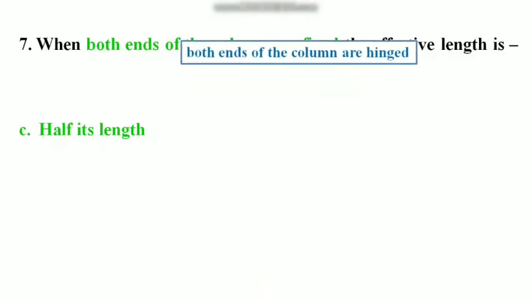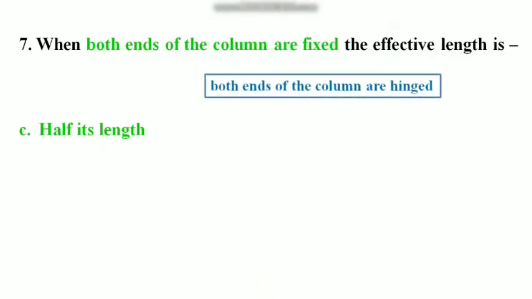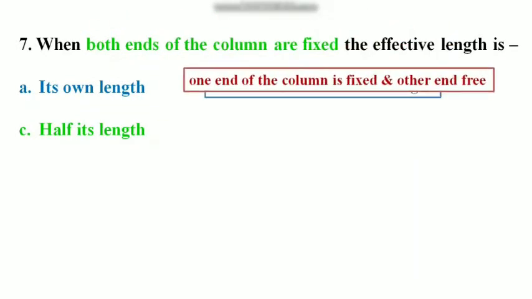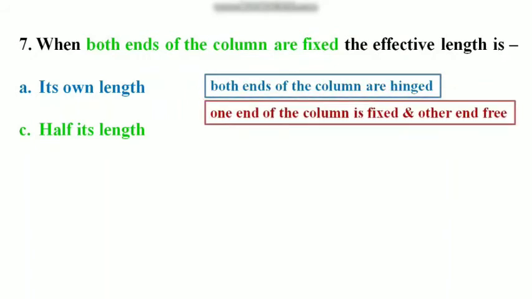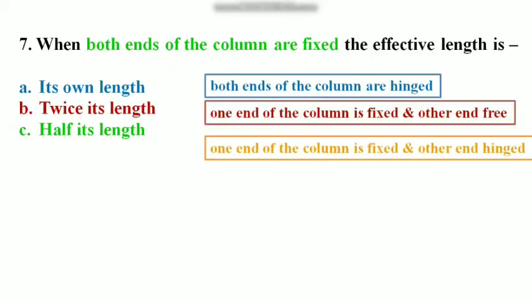But if the condition is both ends of the column are hinged, then the effective length is its own length. And if one end of the column is fixed and the other end free, then the answer will be twice its length. And if one end of the column is fixed and the other end hinged, then the answer will be 1 by root 2 into its length. So here the answer is half its length.